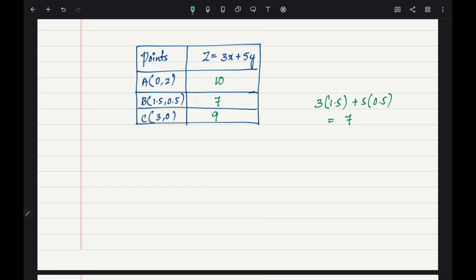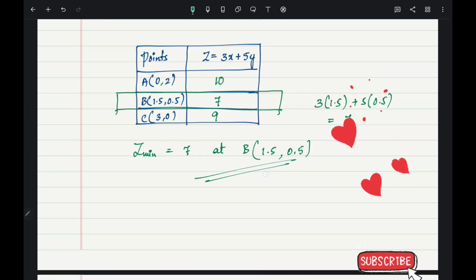Now, in the question they have asked to find the minimum value, not the maximum value. So what is the minimum value? This is the minimum value, that is 7. We get Z minimum equal to 7 at the point B of 1.5, 0.5. So this is the solution for the minimum.